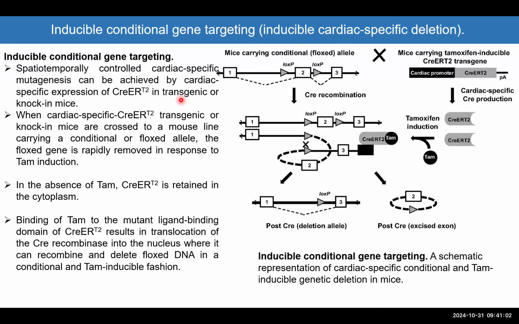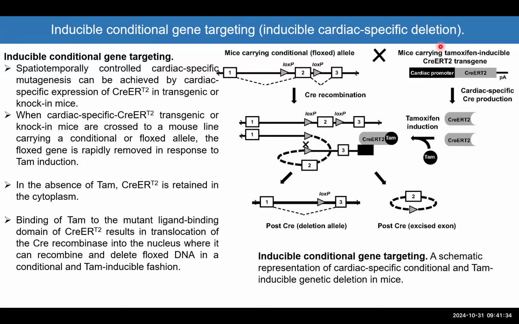So now imagine you are generating a heart-specific knockout gene that is inducible. So it's inducible and conditional at the same time, and it's tissue-specific, three levels. Level number 1, it is cardiac-specific. Why? Because it's a cardiac-specific promoter, which is alpha myosin heavy chain.